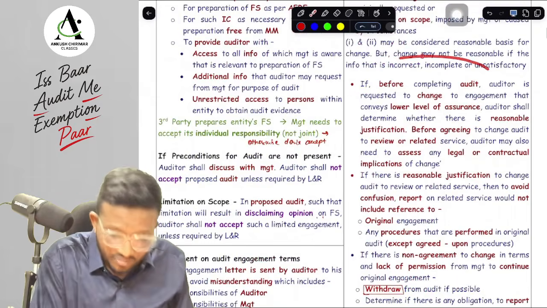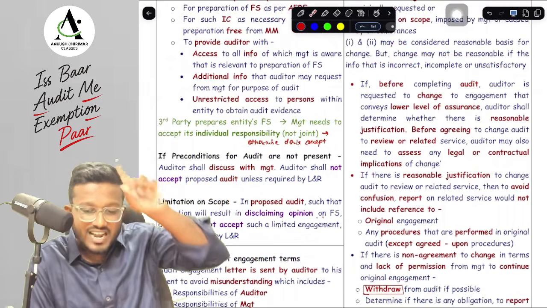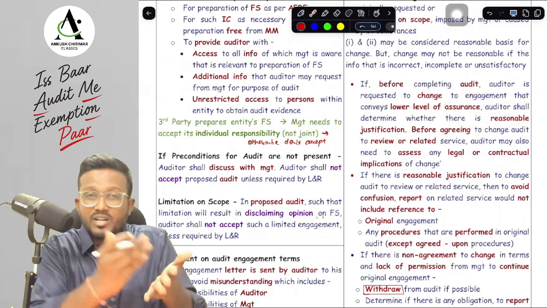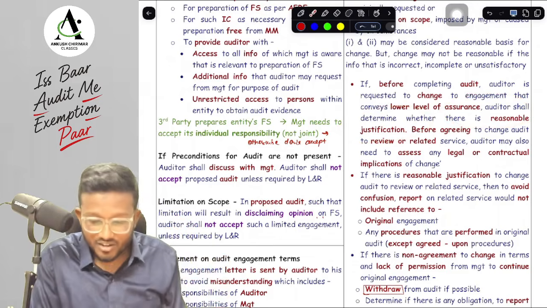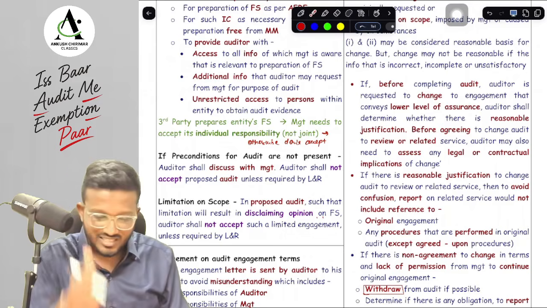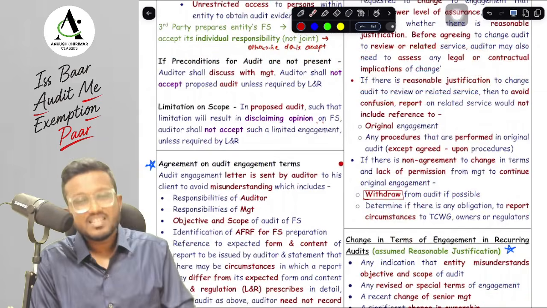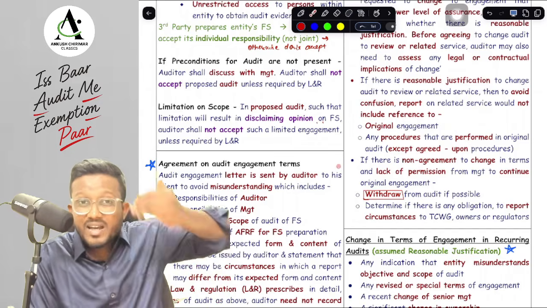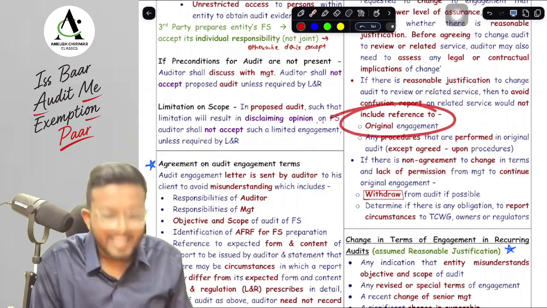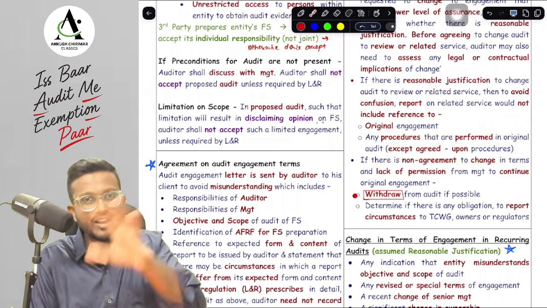Okay, yes sir. Now, if before completing the audit, we are requested to change to an engagement which provides a lower level of assurance, then we need to determine whether there is a reasonable justification. And before agreeing to change the audit to the review or related services, we need to see our legal and contractual implications as well, whether it is possible for us legally and contractually to change to review or related services. Next, if there is a reasonable justification to the change from audit to related services, then to avoid any misunderstanding, when we are preparing the report for the review or related services, we should not include any reference to the original engagement or any of the procedures that were performed in the original engagement, except for agreed upon procedures. In case of agreed upon procedures, we can do that.